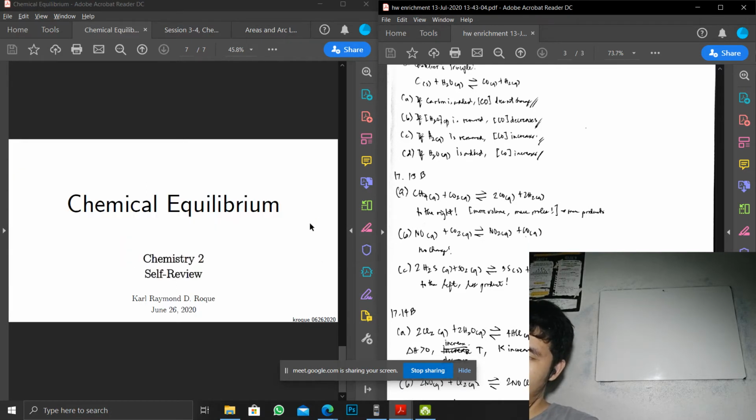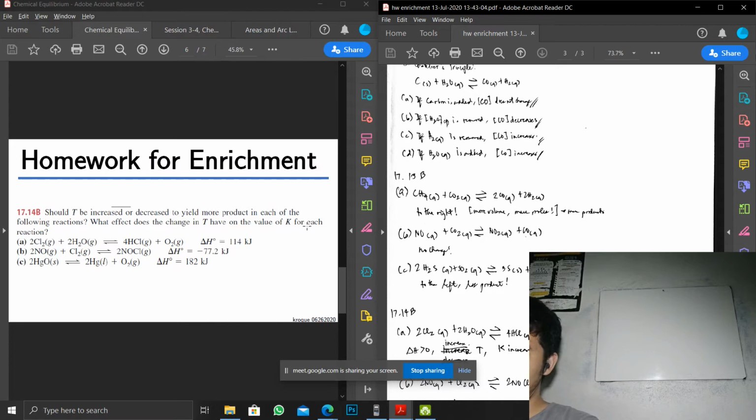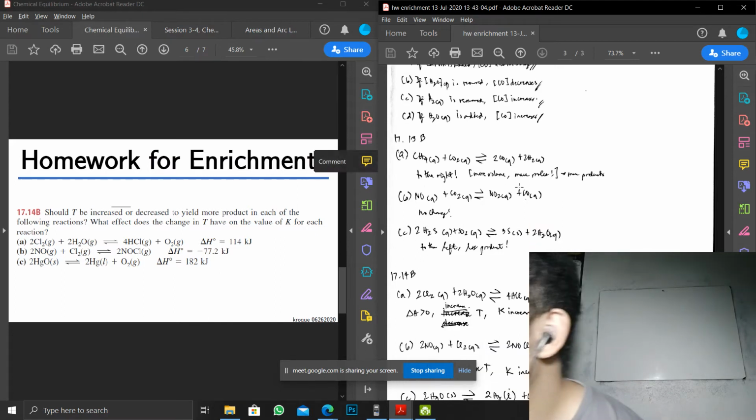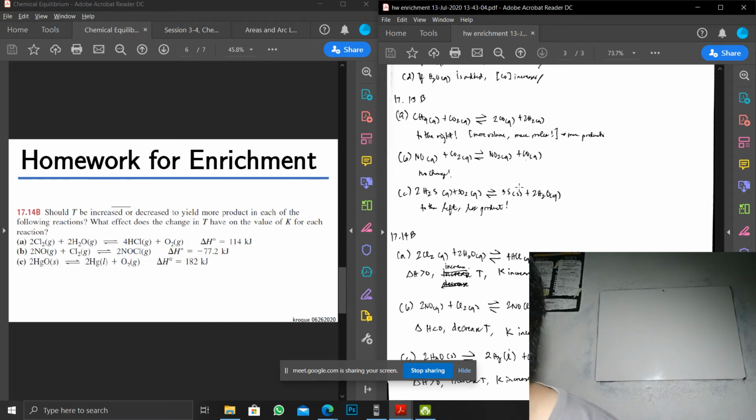And lastly, for 17.14b, ayan. So, letter A, endothermic yung reaction. So, kapag nagdagdag tayo ng heat, it will shift to the right, no? Pag nagdagdag tayo ng temperature. So, tama lang yung ginawa natin. Para mas magkaroon ng product. K also increases as consequence ng Le Chatelier's principle.